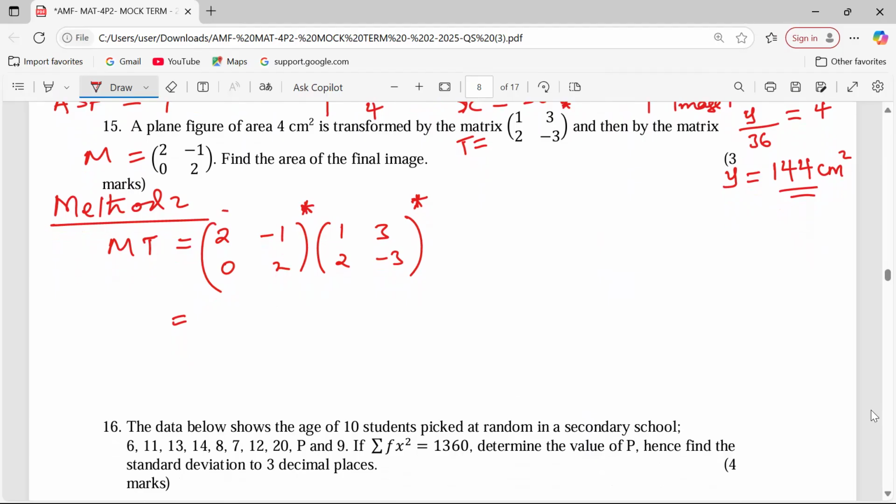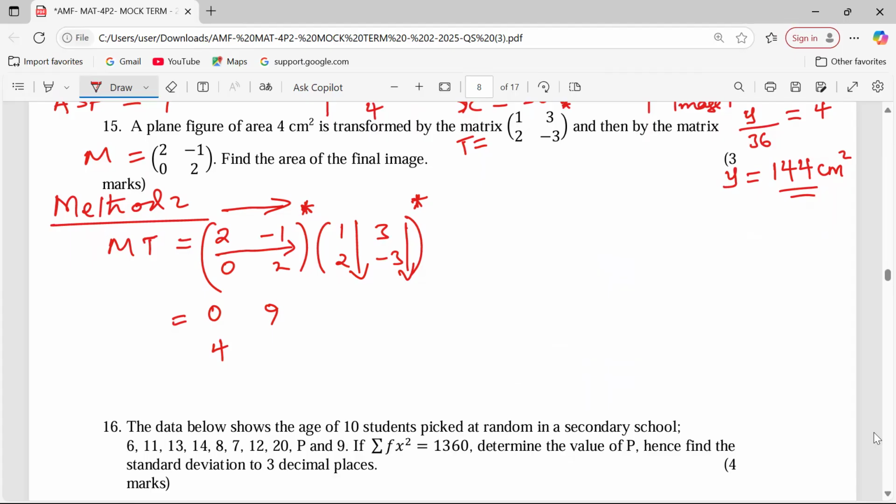Therefore, we take row times column, whereby 2 by 1 and -1 by 2. 2 times 1, -1 times 2. So that is 2 minus 2, which is 0. We proceed. The same row by the second column. 2 by 3 and -1 by -3. That becomes 6 and a +3, giving us 9. Then we go to the second row and the first column. 0 by 1 and 2 by 2. That gives us 0 plus 4, which is 4.